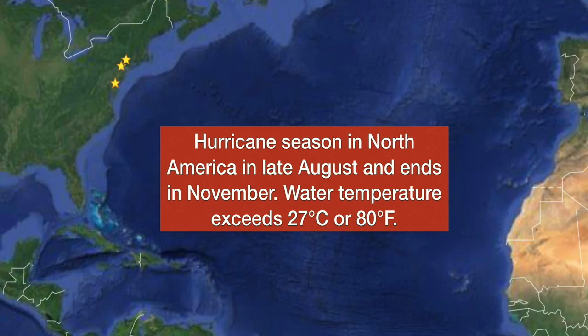So for hurricanes in North America, let's focus on those. The season begins in late August and ends in November. And in order for a hurricane to be generated, in order for hurricane season to really begin, the temperature has to exceed 80 degrees Fahrenheit. And it's at that time you have enough energy for the evaporation of water to begin and the condensation of water to also take place, again, which fuels these storms.